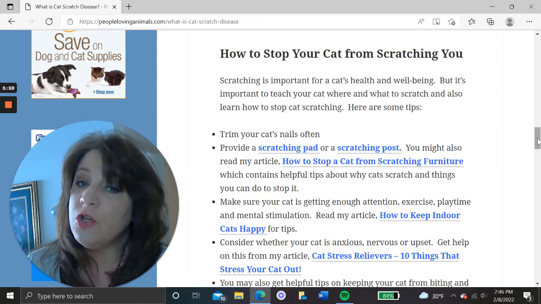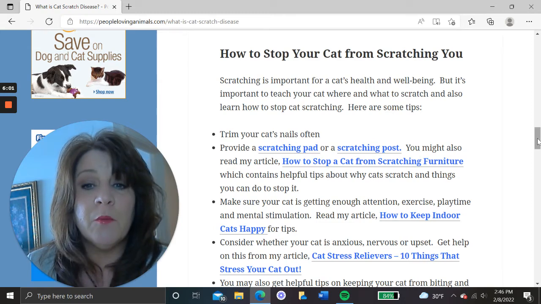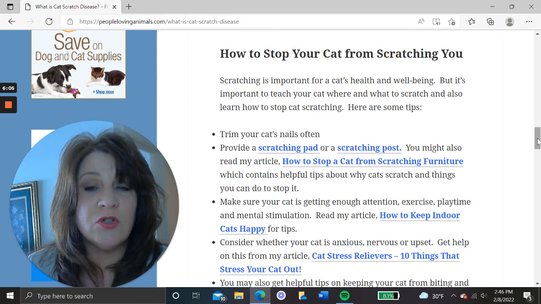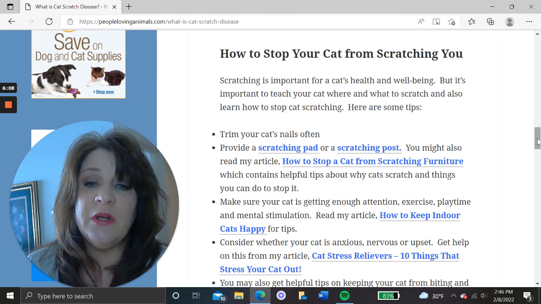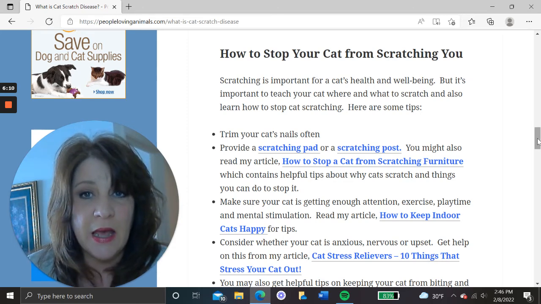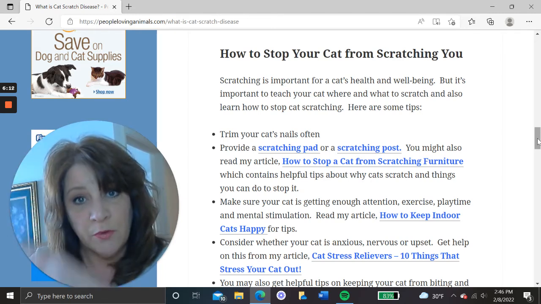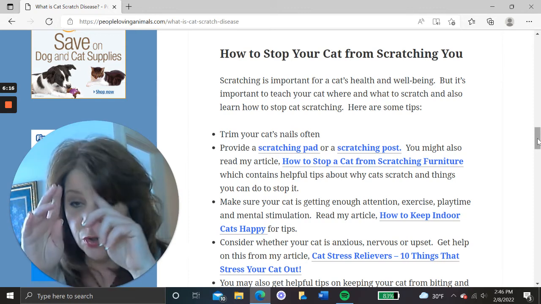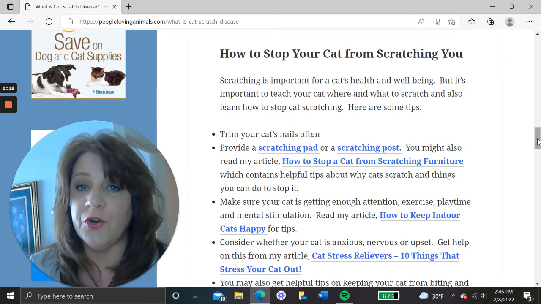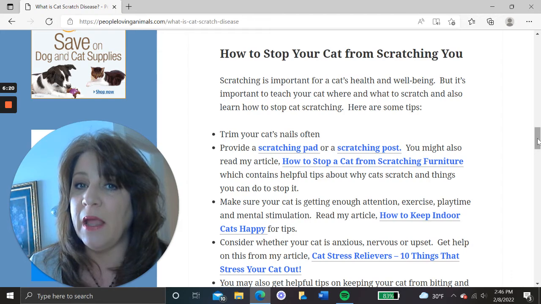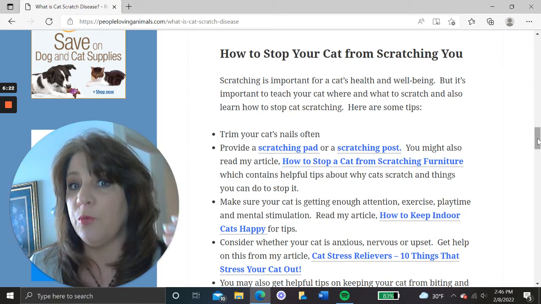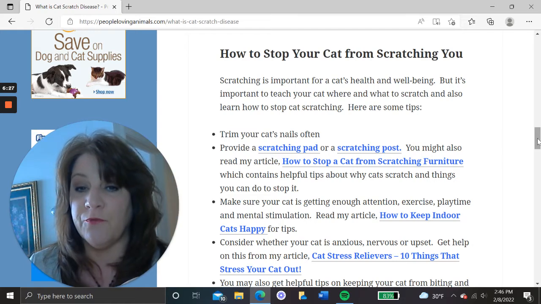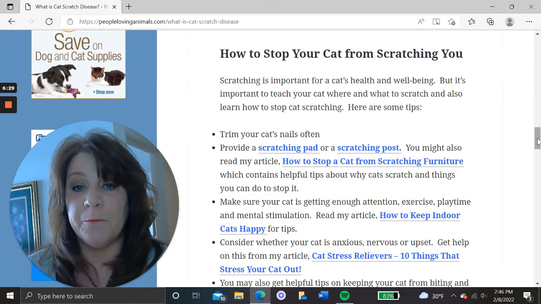First, again, trim your cat's nails often. Provide a scratching pad or a scratching post. I'm going to give you a link to those on Amazon. The difference between a scratching post and a scratching pad is a scratching post is vertical, and a scratching pad is horizontal. If you have one or the other and your cat's not interested, you might want to try buying the other, because they do actually have a preference. Some cats like to scratch on the vertical post, some cats prefer to scratch on a pad.